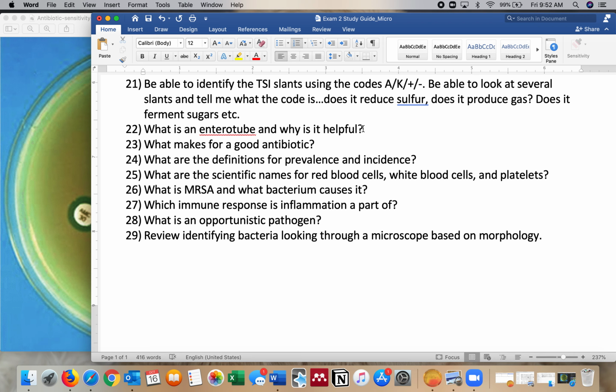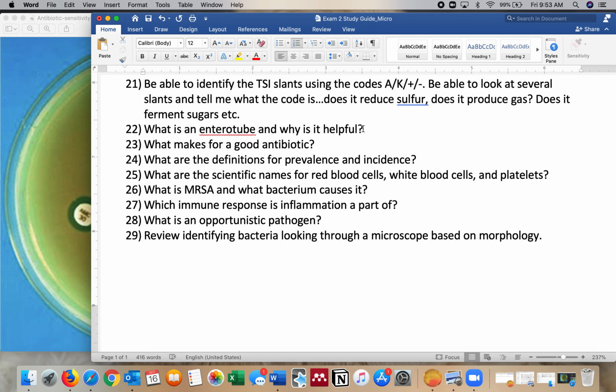What makes for a good antibiotic? Okay, so the answer to this is going to be on page 58 at the end of the first paragraph. We just want to know, pretty roundabout, does a good antibiotic kill all bacteria? Does it kill some bacteria? If you look at page 58 at the end of the first paragraph, you'll get some clarification on that.